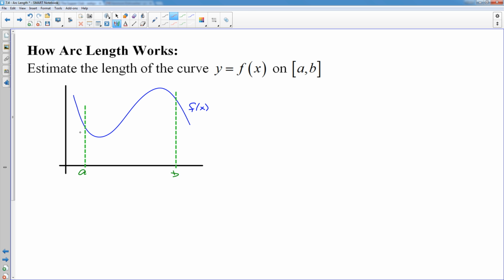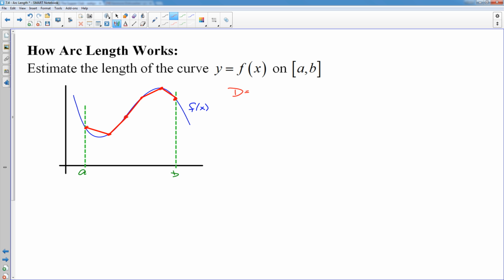The way arc length works, we're going to generate the arc length formula using the same thought process that we used back when we used Riemann sums to estimate the area under a curve. So we're going to break this up into subdivisions. I'm going to break it up into several little subdivisions. And in order to estimate the length of the curve from A to B, I'm actually going to connect all of those subdivisions with linear segments. And so I'm approximating this curve by using linear segments, and then using the good old-fashioned distance formula, I can actually find the length of each one of those segments.